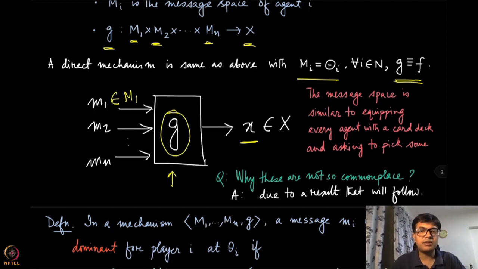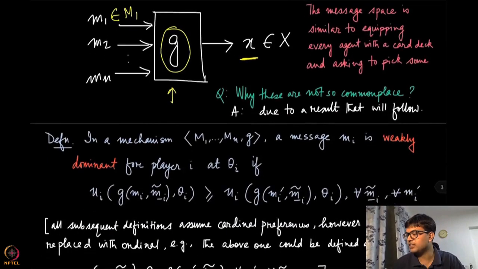So this particular kind of indirect mechanism is not very commonplace. We don't really deal with this kind of indirect mechanisms that much. It is because of a result that we'll show very soon, known as the revelation principle, which actually says that you don't really need to look at the indirect mechanisms. If there exists an indirect mechanism, then we'll always have a direct mechanism. But please wait for that. We'll come back to that result very soon.